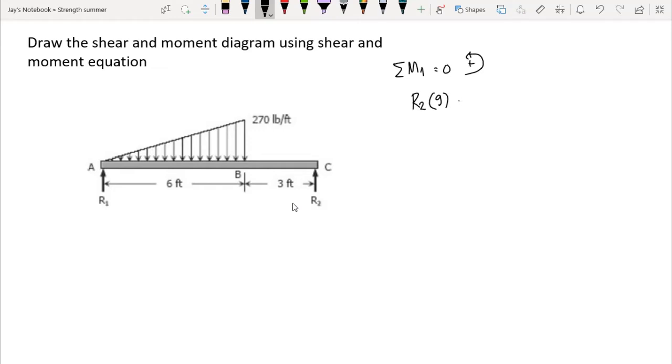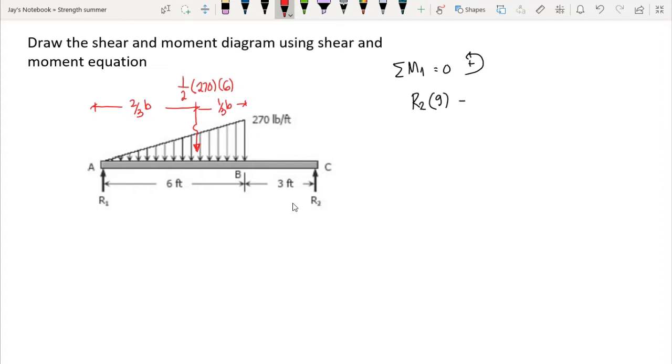Correct? Then minus, now our triangular load here has a resultant force, and the resultant force is just equal to the area of our triangular load. So therefore, our resultant force is 1/2 times 270 times the length, that is 6. And our resultant force is acting 2/3 from this point, let's say 2/3 of the base. And from point B, that is 1/3. That's the centroid of our triangle.